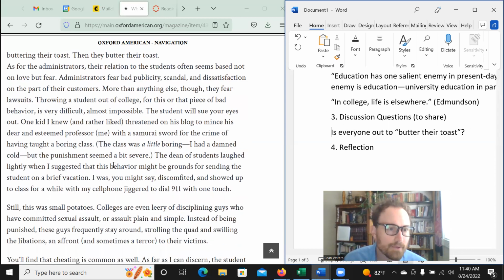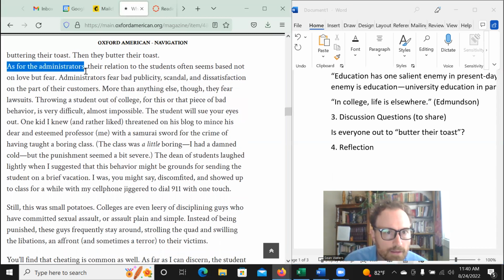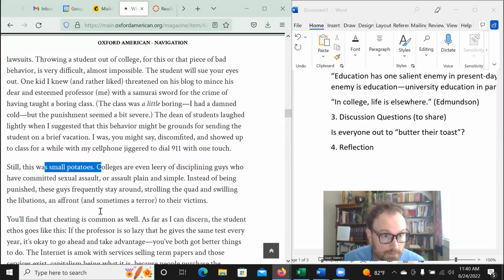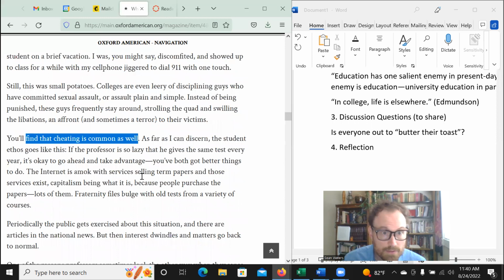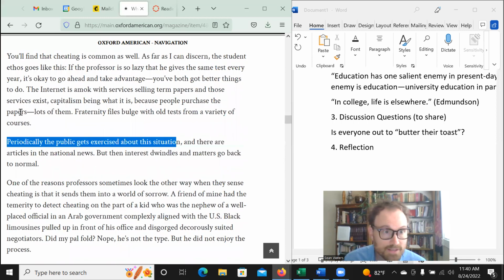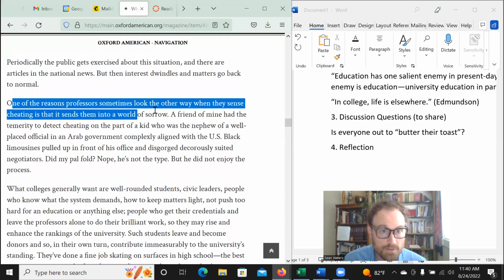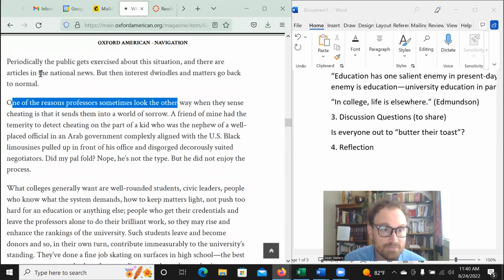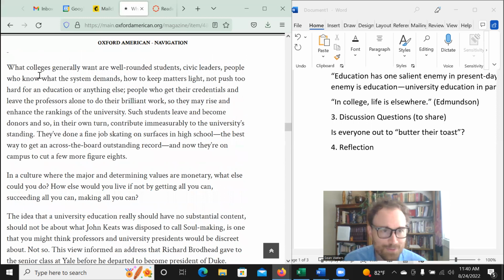I'm running out of time. I think this gives you the idea. I would still be, as administrators, small potatoes, cheating is common. Periodically, the public gets exercised. One of the reasons professors look the other way is more on cheating sends them into a world of sorrow.